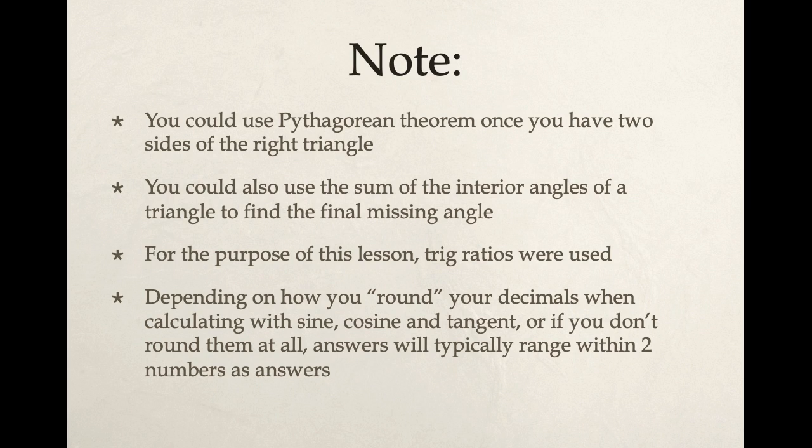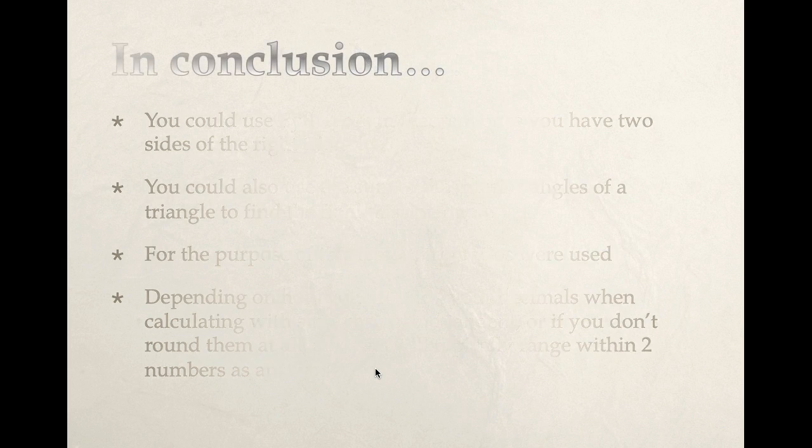Here are some notes for you though. You could use the Pythagorean theorem once you have two sides of the right triangle. You could always use the sum of the interior angles of a triangle to find the missing angle. The purpose of this lesson though is for trig ratios, so that's why I used them. Also, depending on how you decide to round your decimals, maybe you do it right away on your calculator without stopping, rounding and using an answer. But if you decide to round at any point in time, all answers will typically range within two numbers in order for us to be consistent.